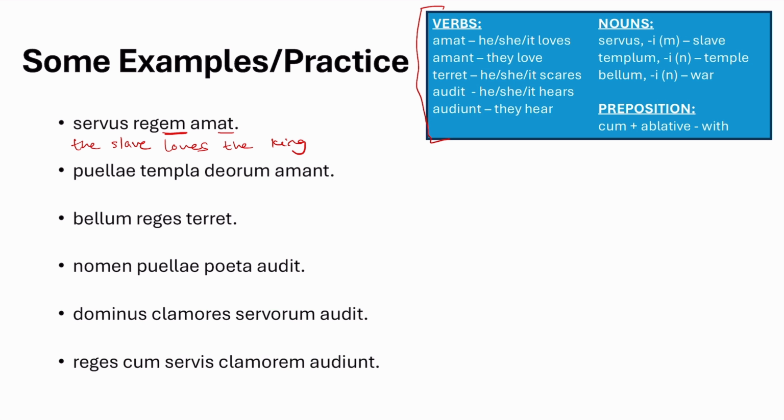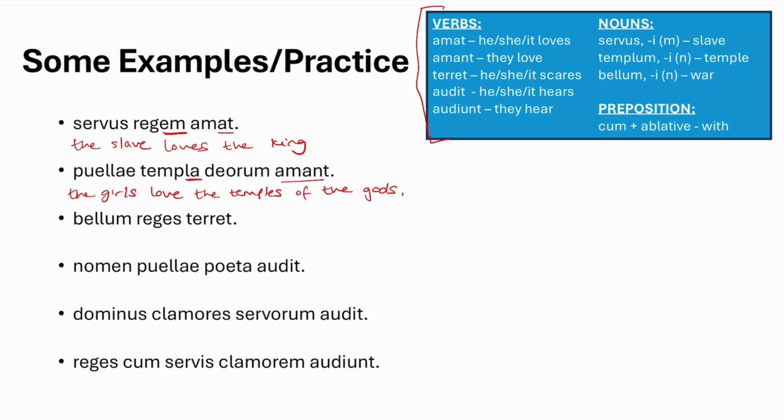Number 2, puellae, the girls. If you need to recap your first declension nouns, make sure you click on the link that is coming up now. The girls, they love, amant. They love the templa, neuter, a second declension noun. So they love the temples. And then deorum, of the gods.